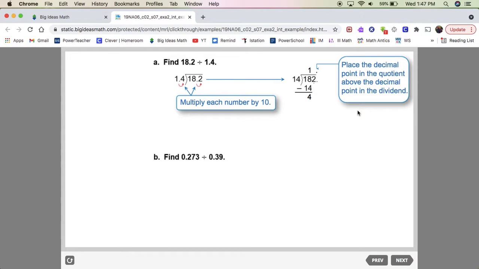So here's the math. It goes an even number of times, so there's no remainder. And so you might think, well, I didn't need that decimal point, Miss Oldag, but there are times you probably are going to need that decimal point.